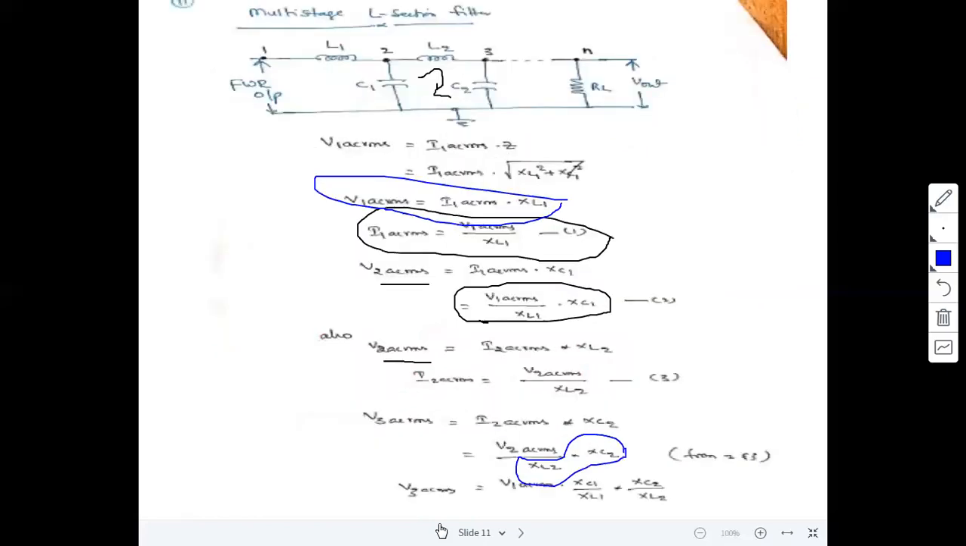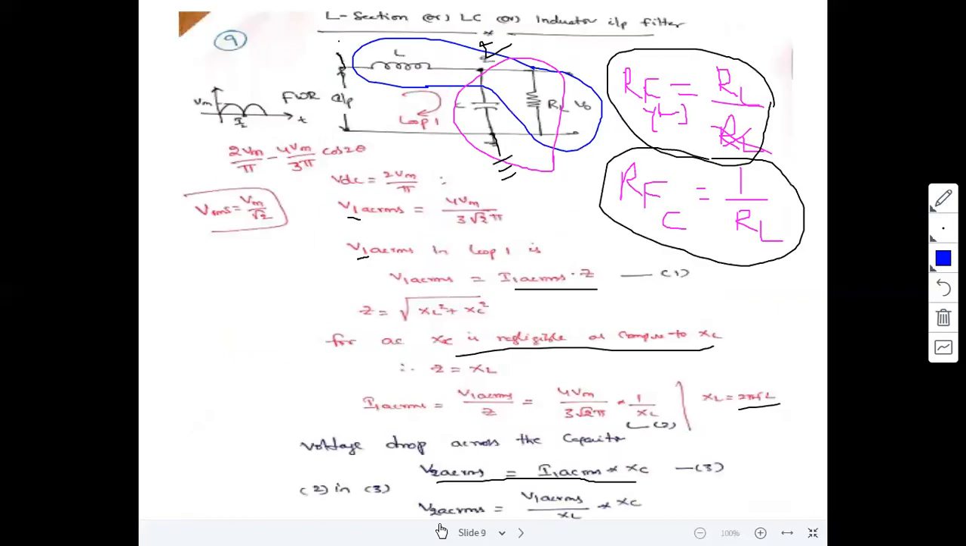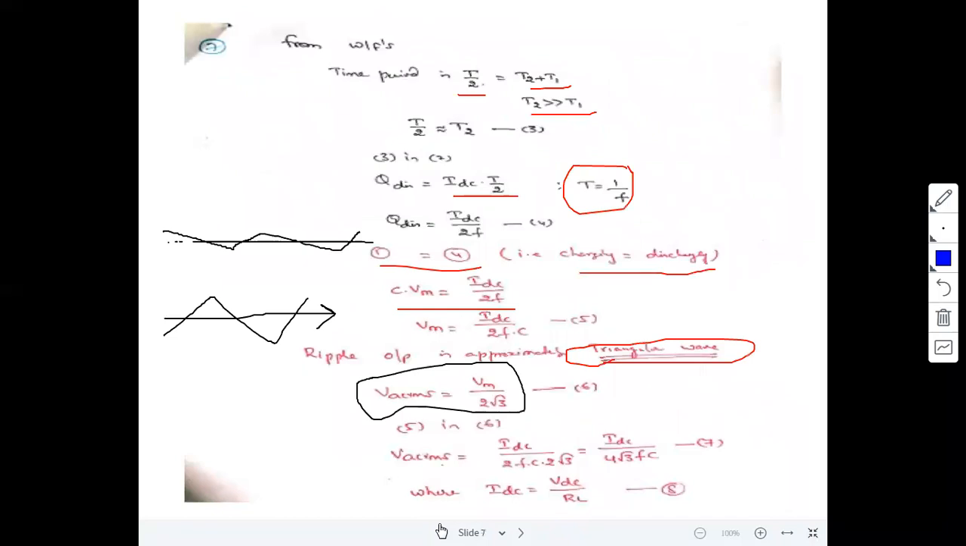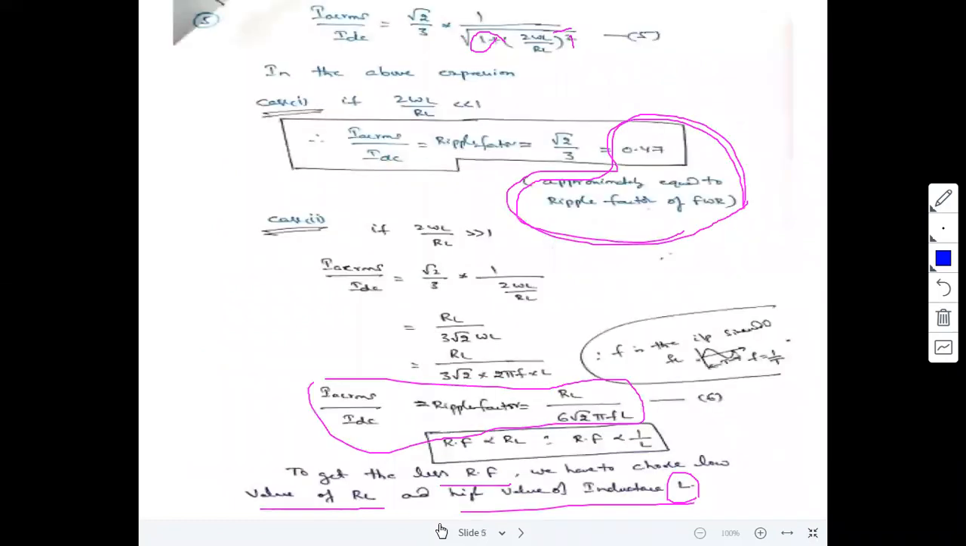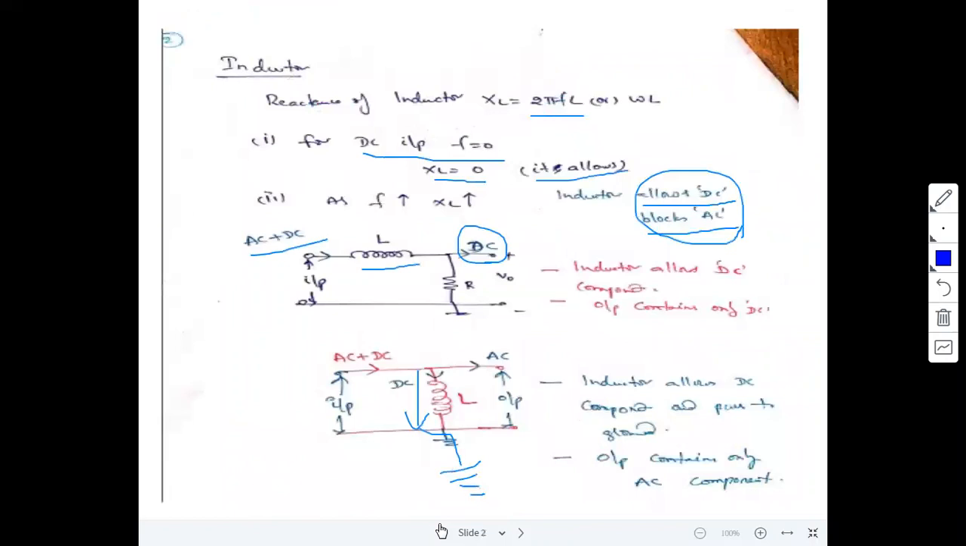In today's class we discussed three different types of filter circuits: one is the L filter, the second is the C filter, and the third is the LC filter, and again the multi-stage LC filter. In this class we discussed the inductor filter, the capacitor filter, and the capacitor and inductor filter, that is the LC filter or L section filter, and also the multi-stage L section filter.